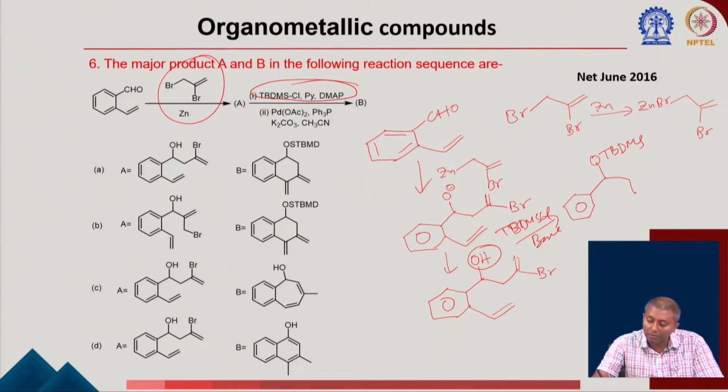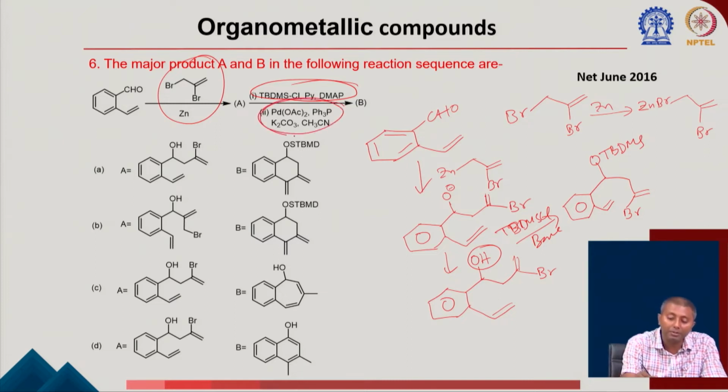Now if I try to write like that, you can clearly see there is a vinyl bromide and there is a styrene part here. So what are they going to do here? Now you have treated with palladium acetate, triphenylphosphine, K2CO3, CH3Cl. If you remember, you must have heard about this type of reaction, a styrene with an aryl bromide.